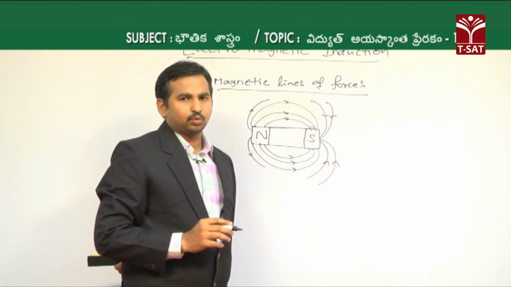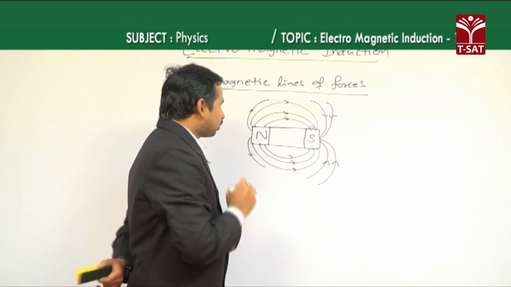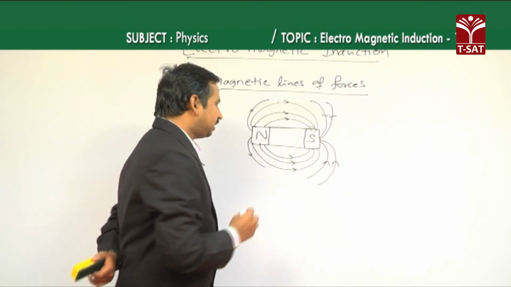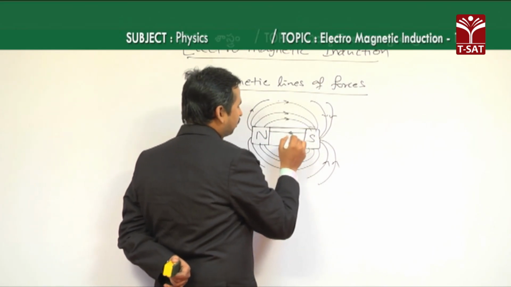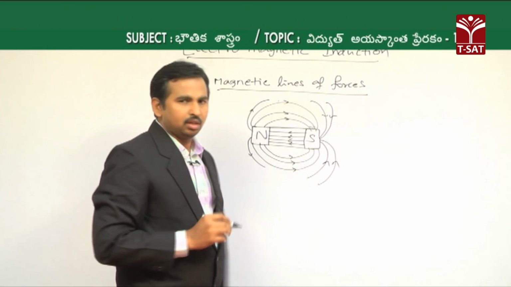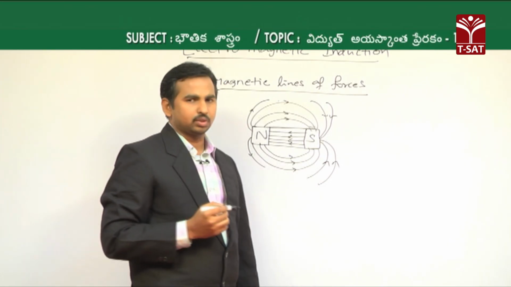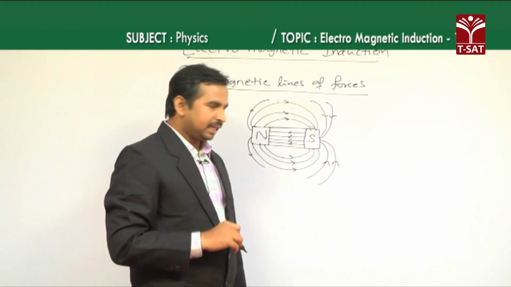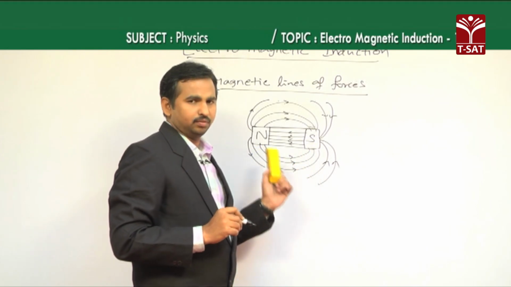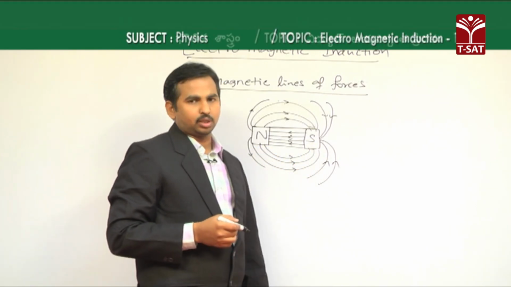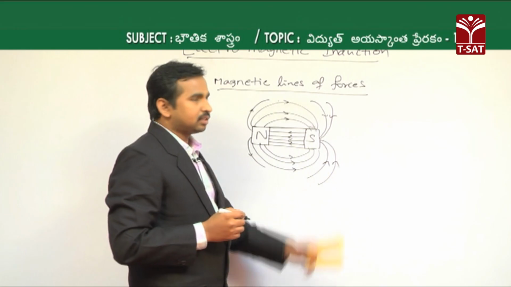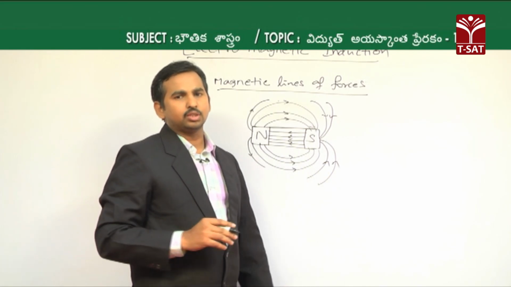Actually, magnetic lines of forces are closed curves. Outside the magnet, they start from the north pole and end on the south pole. But inside the magnet, the magnetic lines of forces go from the south pole and end on the north pole. So outside, the lines are from north pole to south pole, whereas inside the bar magnet they are from south pole to north pole, which means a line of force started from the north pole finally ends on the north pole again. That is why we say the magnetic lines of forces are closed curves.